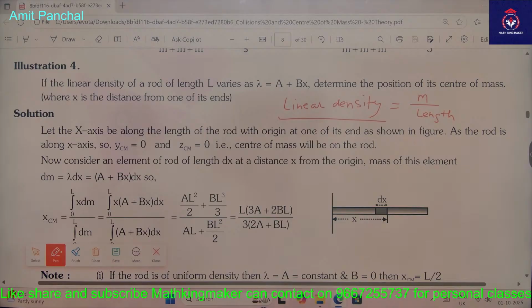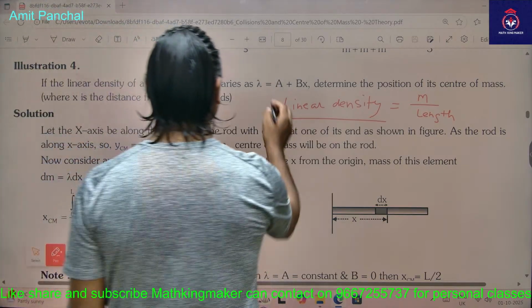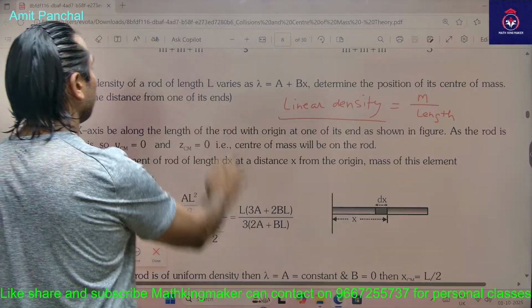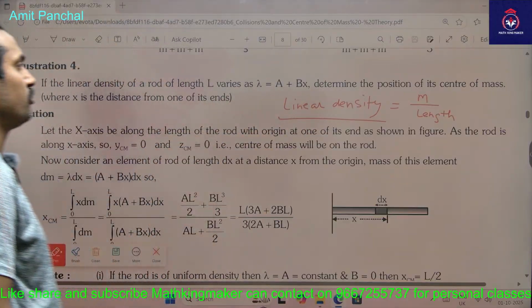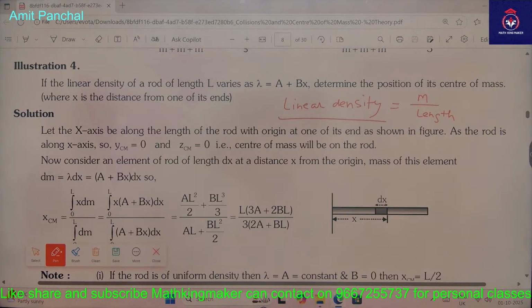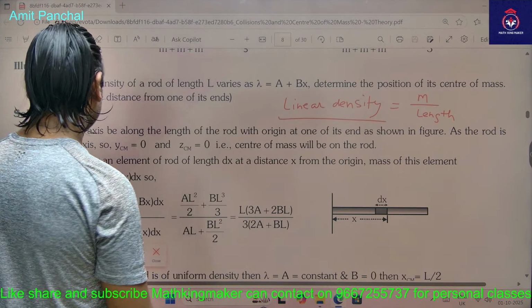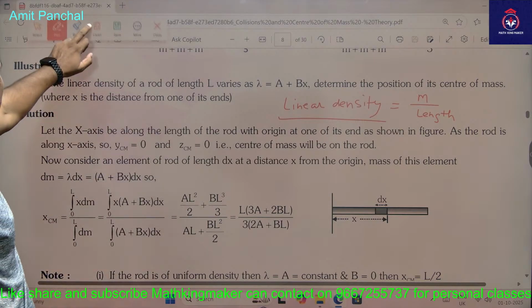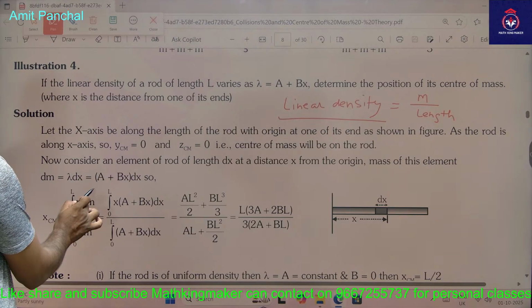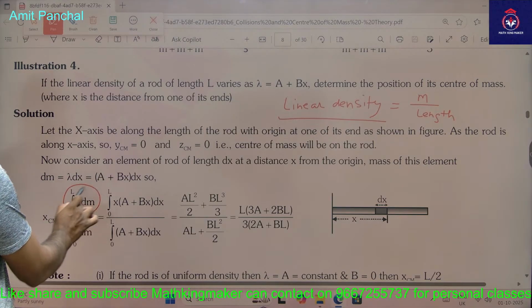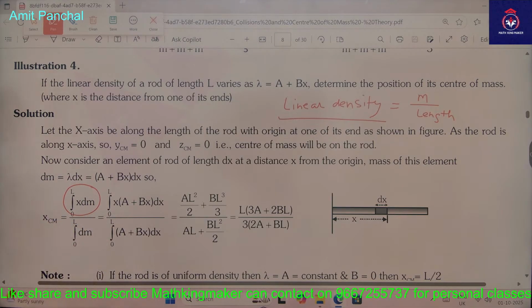So here linear density is given. The linear density of a rod of length L varies as lambda equal to a plus bx. Determine the position of its center of mass, where x is the distance from one of its ends. Remember I told you, if the linear or surface density is given, then the center of mass will be integration of x dm divided by integration of dm.